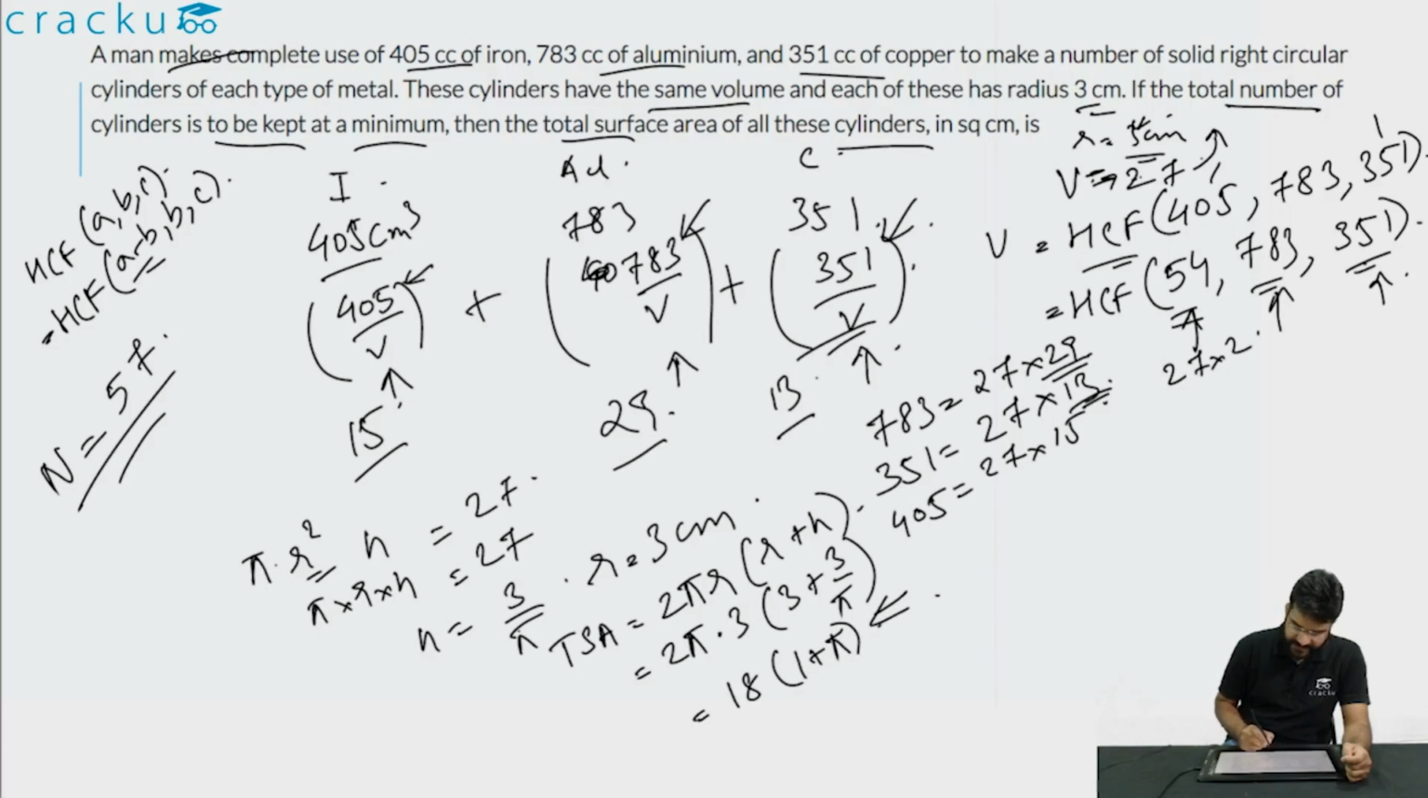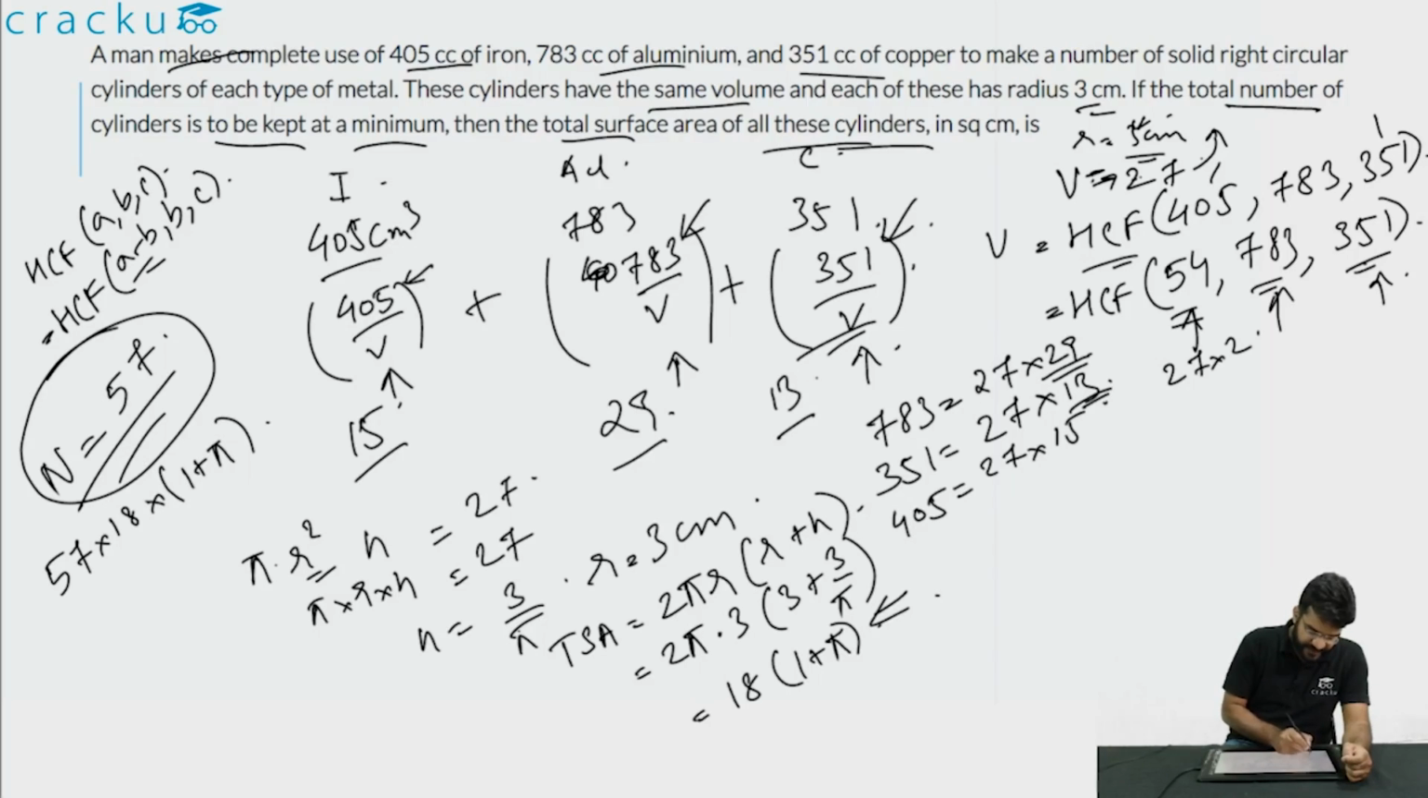This is the total surface area of each of the small cylinders, but we have 57 such small cylinders. Therefore, for all these cylinders, the total surface area will be 57 into 18 into 1 plus pi. If you calculate it, you will find out that this is equal to 1026 into 1 plus pi. That is the answer.